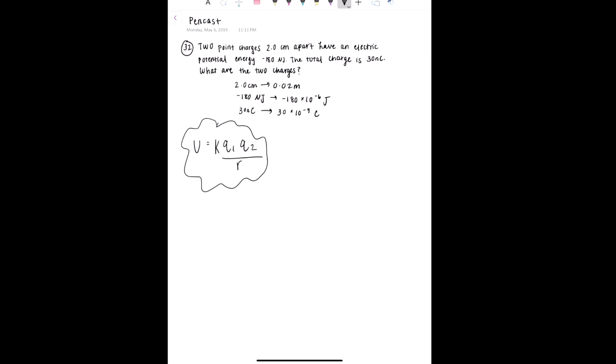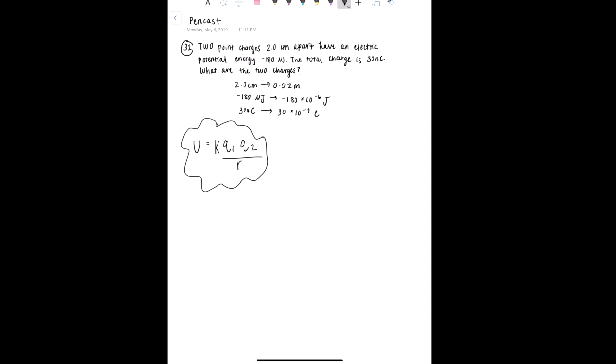I went ahead and did some basic conversions as well. I converted the 2 centimeters to meters, microjoules to joules, and nanocoulombs to coulombs, which we'll be using later. But going back to the electric potential energy equation, this problem in specific has to do with finding the two charges, aka Q1 and Q2.